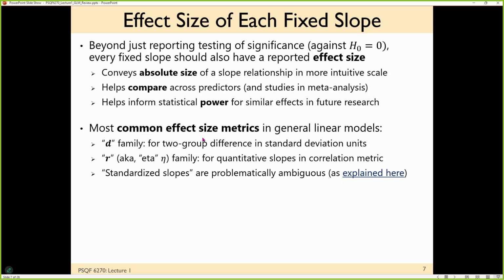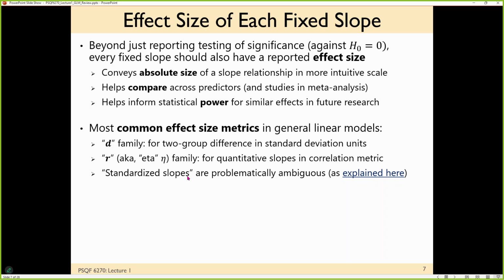So in general linear models, the families that people use is like the standardized mean difference family, D, sometimes G, sometimes other stuff. The R family, or what is known as eta, also. So that ranges from -1 to 1. We're going to do something different this semester than either of these, but technically these would still be available to you as choices, just not as common.